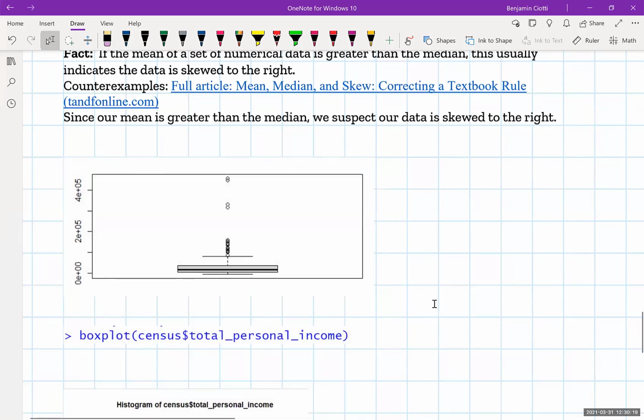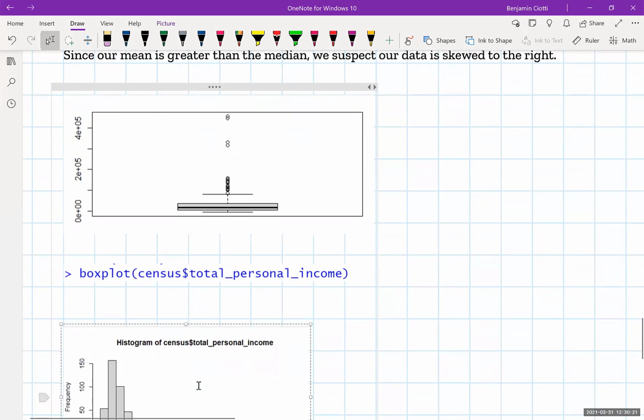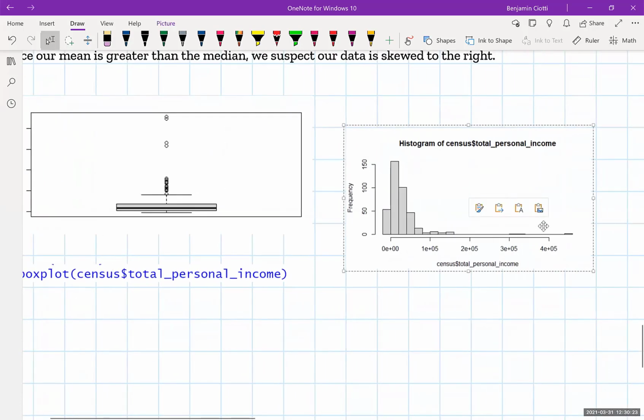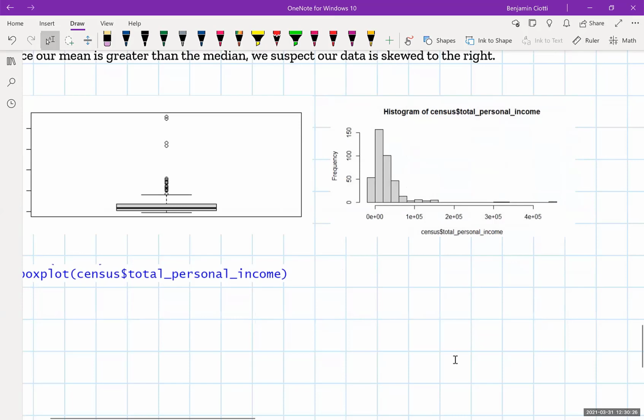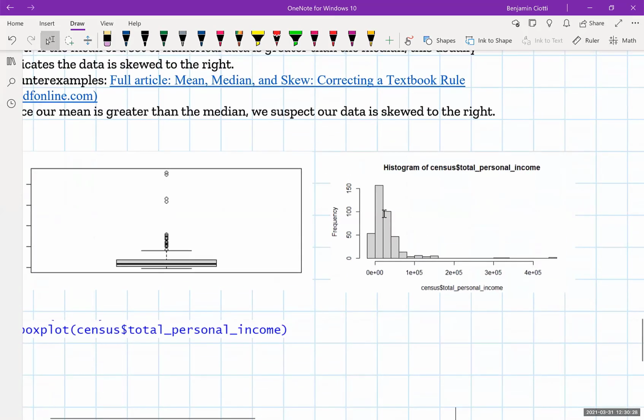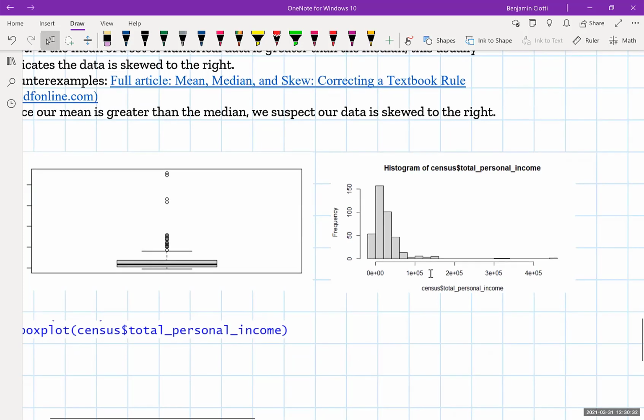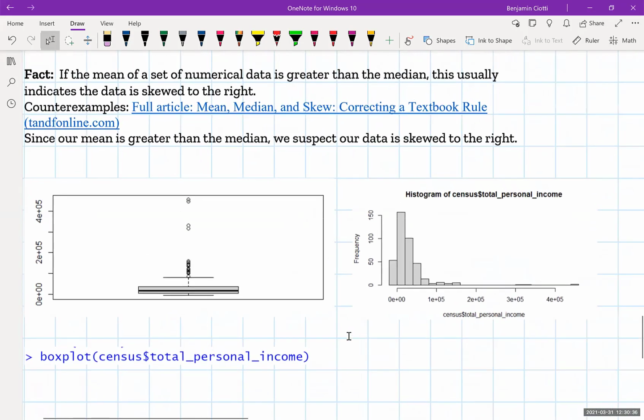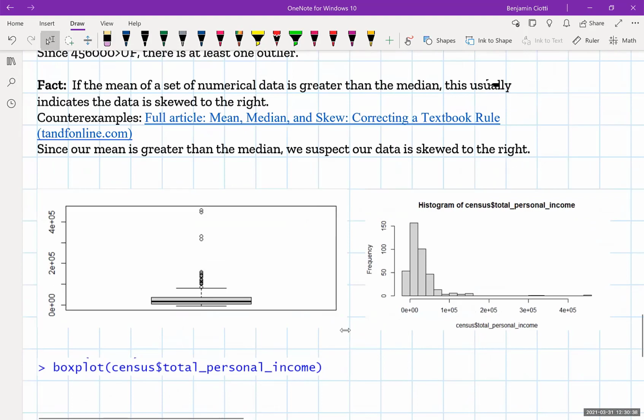Moreover, let me show you the histogram. So here's the histogram of personal income, and it indeed is skewed as well, skewed to the right, thus verifying what we suspected to be true. Okay, that's it.